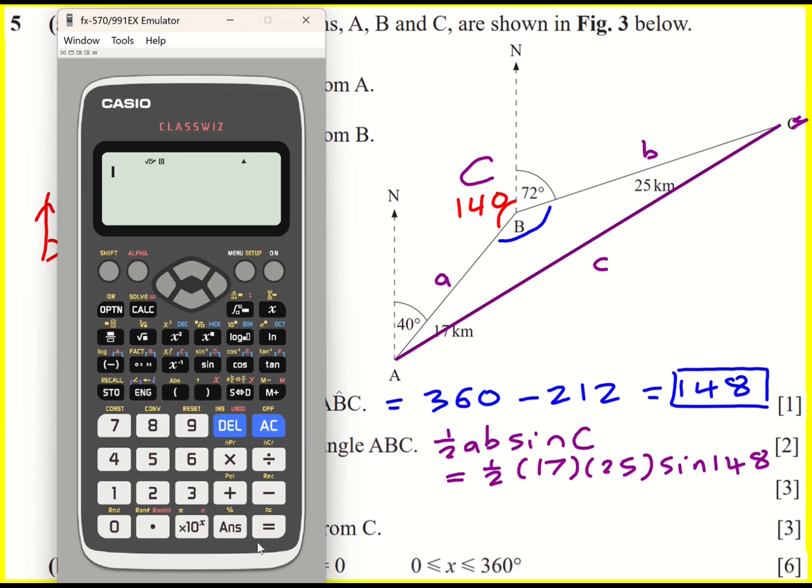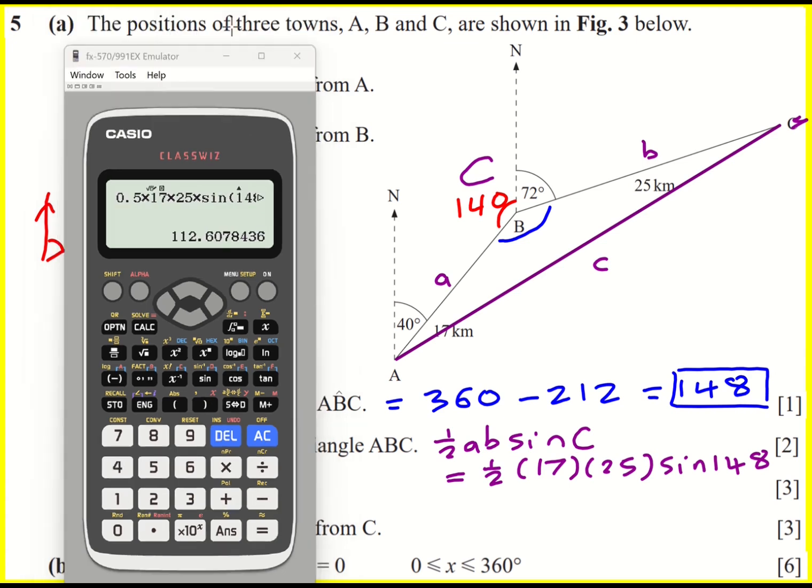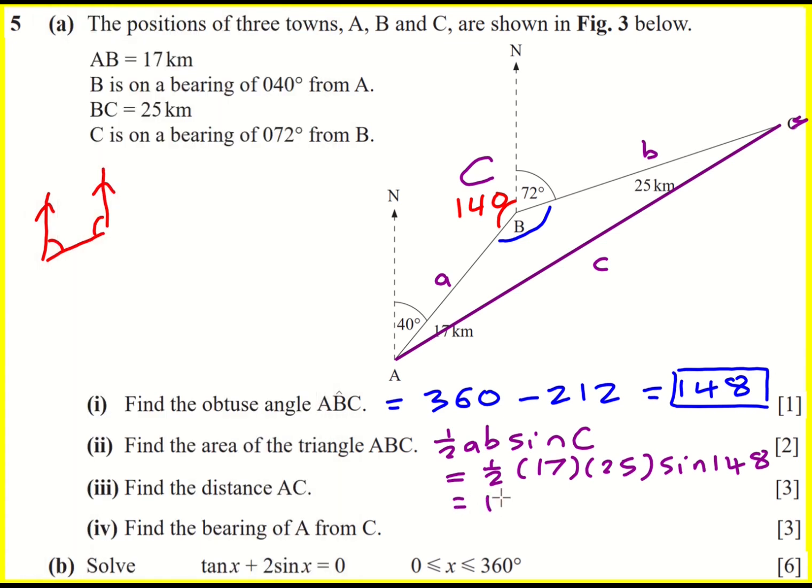Put that on a calculator, which gives 112.60, or to three significant figures, 113. Kilometers squared we could write if we wanted to, but the main thing is the 113.